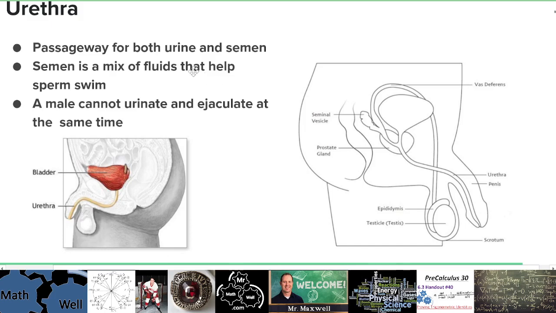All right, ejaculate is the term we're going to talk about next, which is the ejection of the seminal fluid. It's impossible to go to the bathroom, to urinate, and to ejaculate at the same time. Even though it's the same passageway, there are different workings. So that's the urethra.